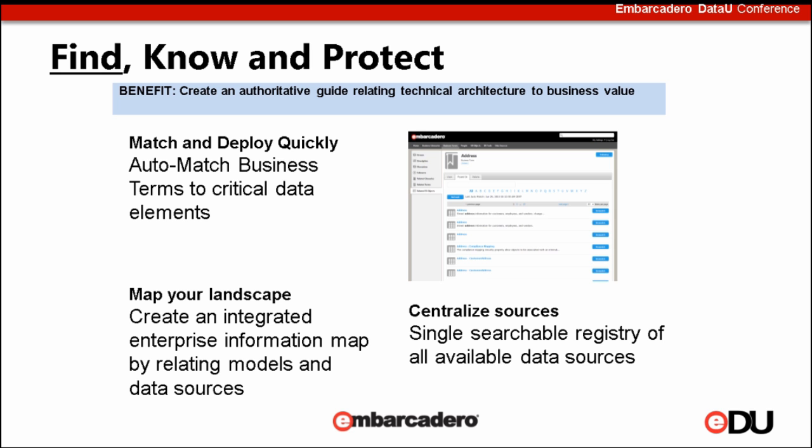Find, know, and protect. Okay, this is really going to be relating my technical architecture to the business value. So I can do Automatch the business terms to critical data elements, and everything's going to be integrated into the information map. And I've got the single searchable registry of all the data sources, so I know where all this data is coming from. Where are the initial source databases or columns? Or yeah, it could just be columns if I'm doing, say, data lineage on a particular ETL job.